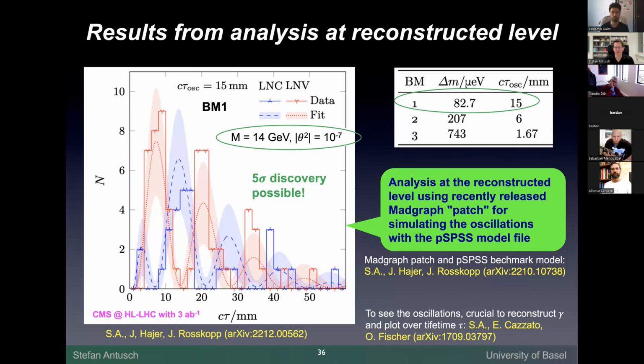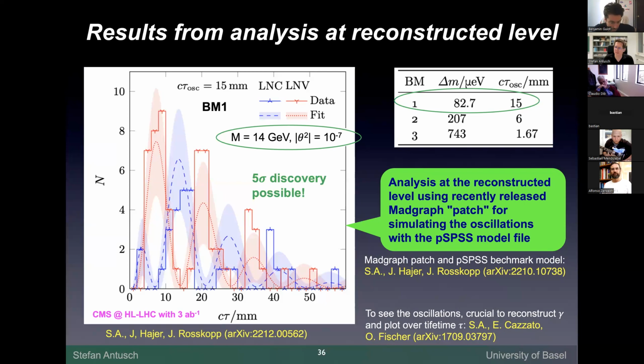Then we of course use the usual tools with Pythia and Delphes fast detector simulation to look at whether it is possible to see these oscillations in a reconstructed analysis. And we did this for the luminosity at the LHC again with 3 inverse attobarn.